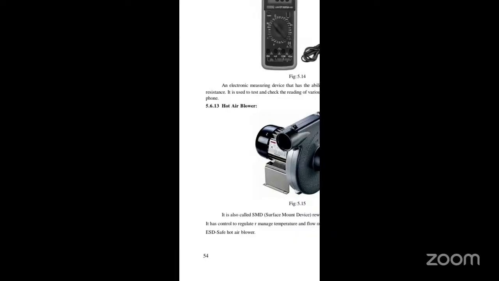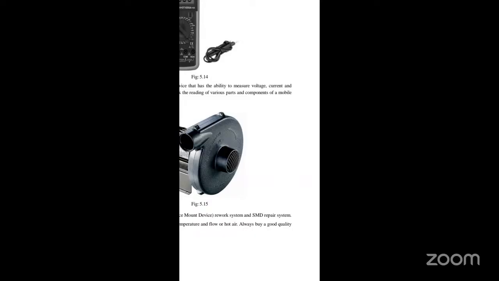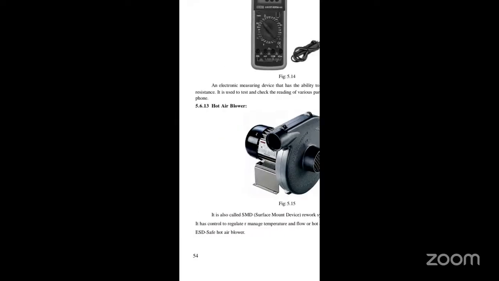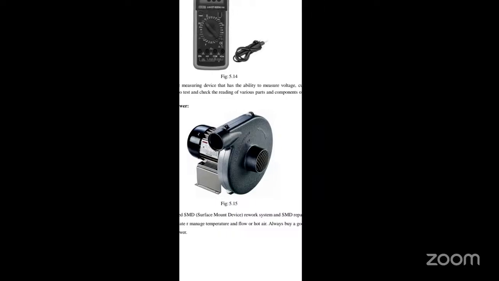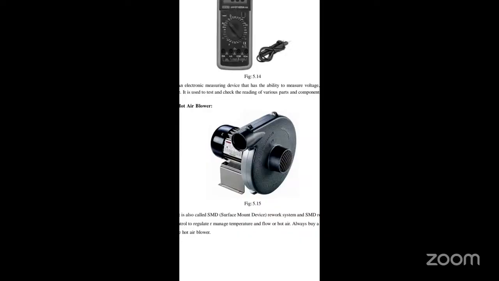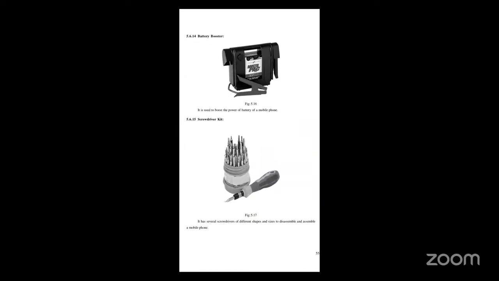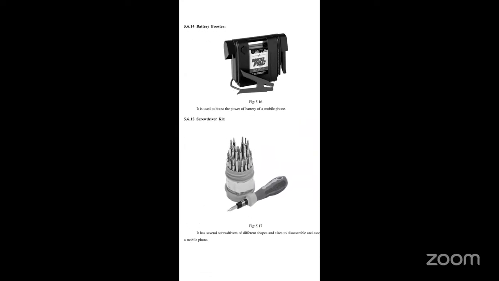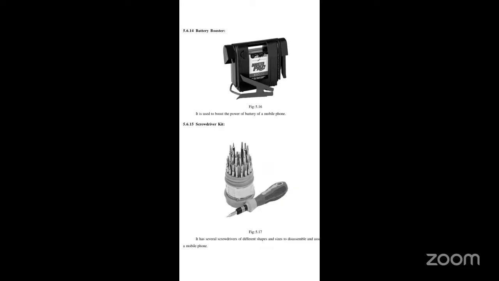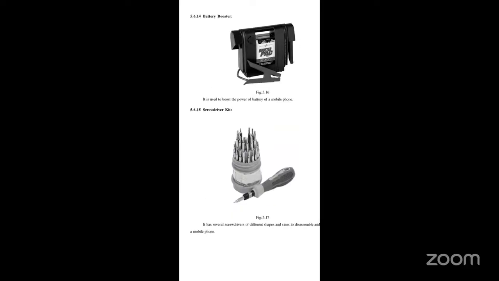Next, the hot air blower. It is called SMD, surface mount device, network system, and assembly repair system. It has controls to regulate or manage the temperature and flow of hot air. Buy a good quality ESD safe hot air blower. Battery booster. It is used to boost the power of the battery of a mobile phone. Screwdriver kit. It has several screwdrivers of different shapes and sizes to disassemble and assemble a mobile phone.